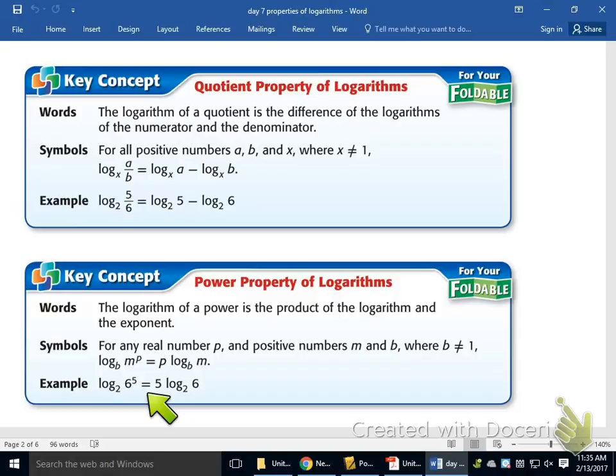At the end of the day, you always want to condense these when you're solving equations. So we're going to go from what you see on the right to what you see on the left here, to condense them to make these problems easier.